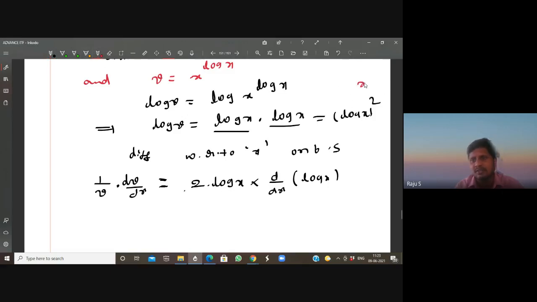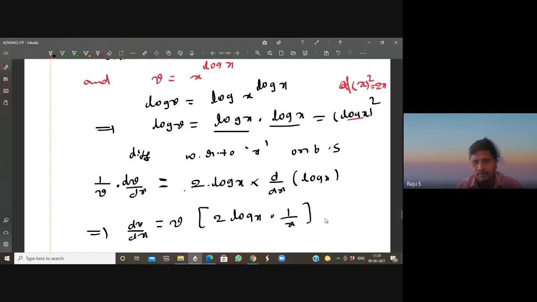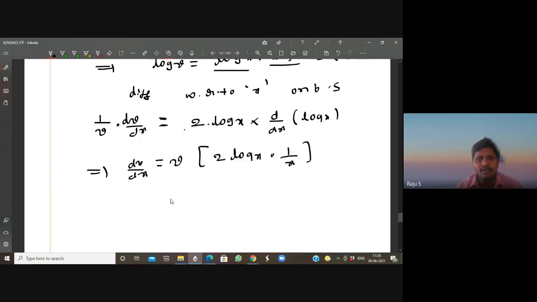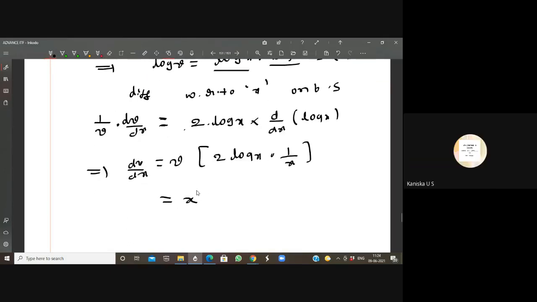First it is in the form of x square. The x square derivative is 2x. Here the x value is log x. That's it. So the derivative of x square, then after that the log x derivative. Now when I cross multiply here, dv by dx is equal to v times 2 into log x into 1 by x. Now what is v? Anyone? The v value is x power log x.